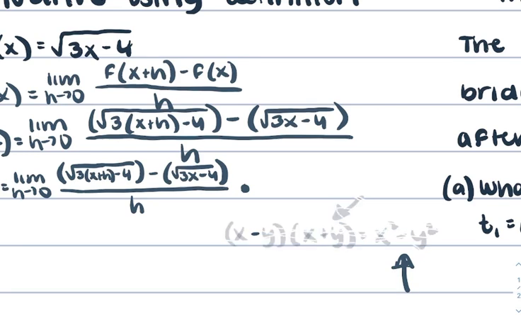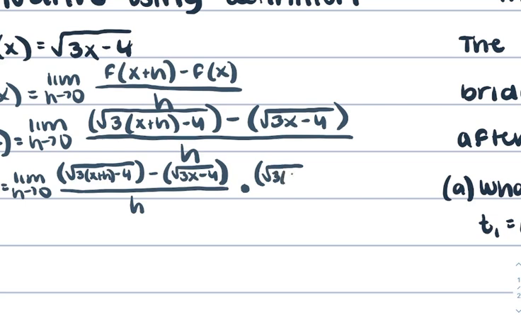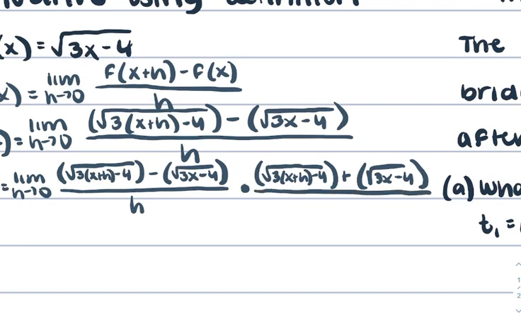And obviously we can't just multiply the top part and forget about the bottom part. So both the denominator and numerator have to be multiplied by that form of x plus y. So square root of 3x plus h minus 4, plus square root of 3x minus 4, divided by the exact same thing. So it would basically be just multiplying by 1.